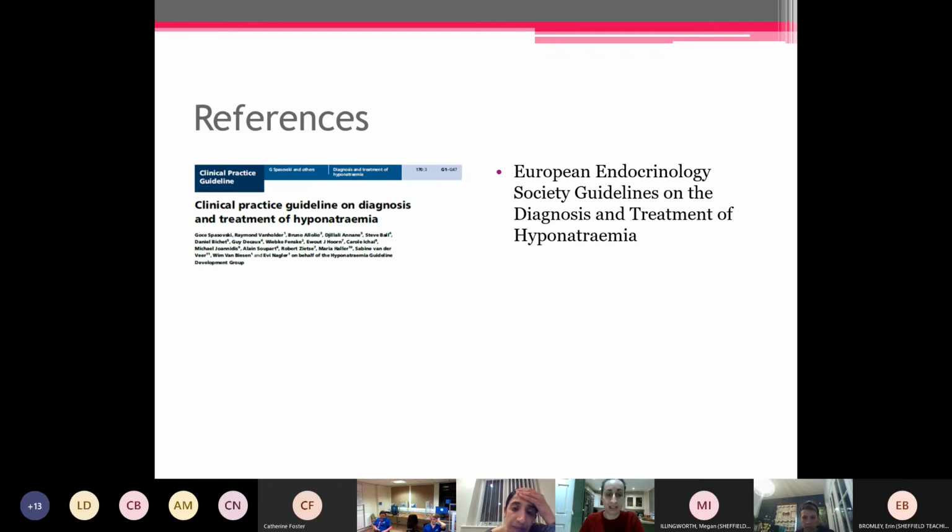So this is where I got that flow chart from. If anyone wants to take a picture, then I'll give you a second. So that's the end of the hyponatremia part, and then I've got the adrenal insufficiency part next. Does anyone want to ask me any specific questions on hyponatremia before I move on?